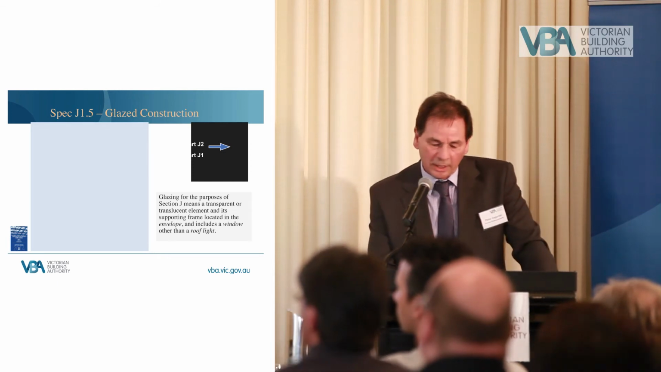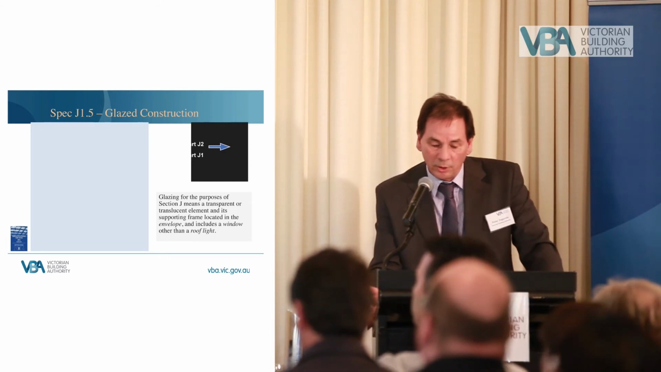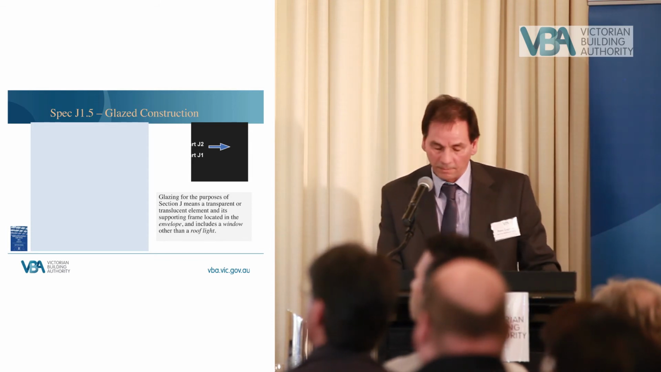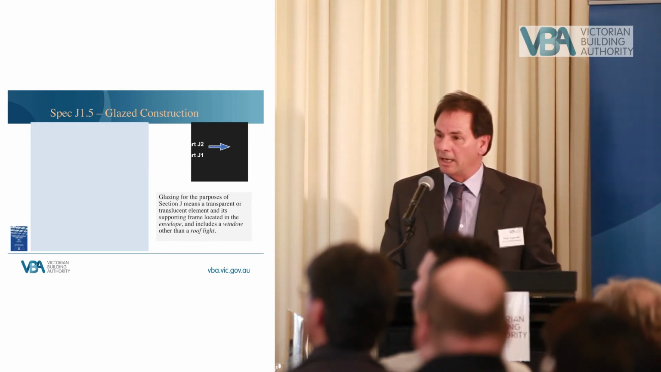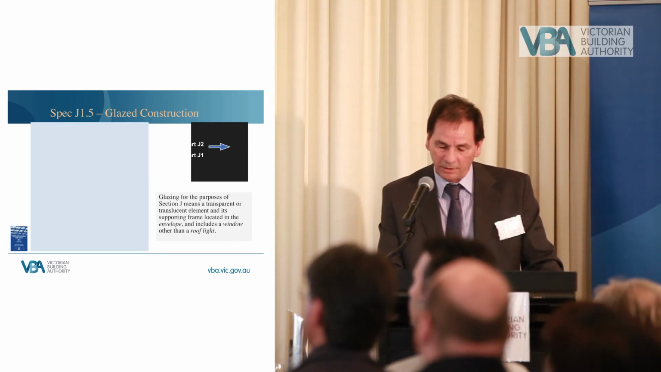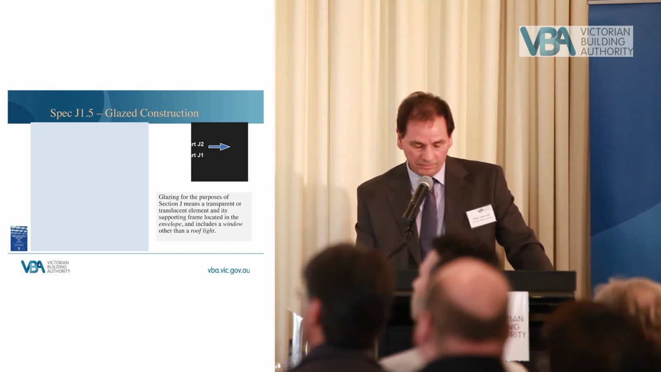A common external cladding on larger buildings are metal framed units which consist of transparent glass or vision glass and opaque glazed sections or spandrel glass. An example of this is demonstrated on the slide.